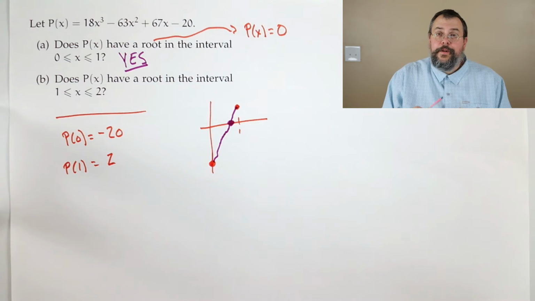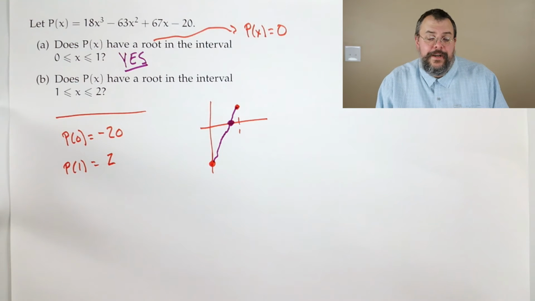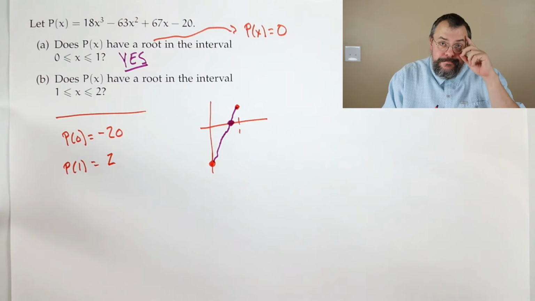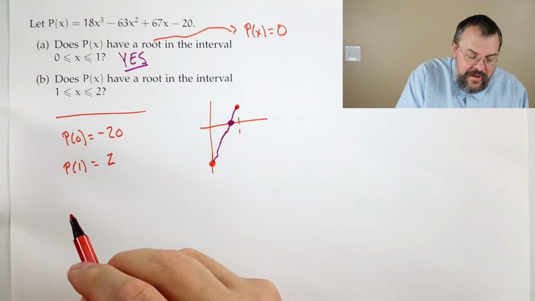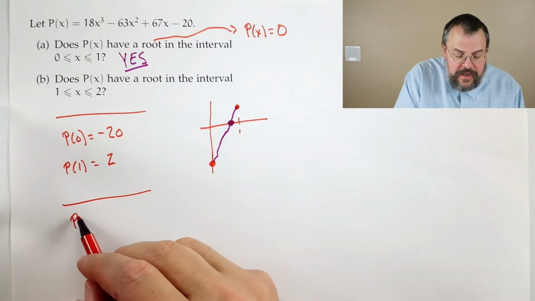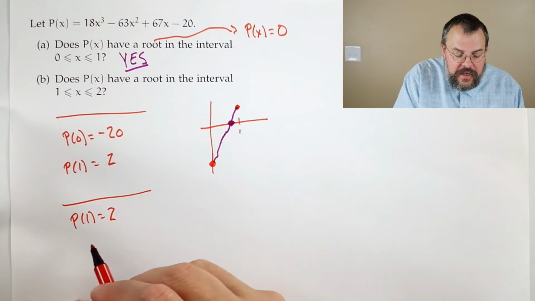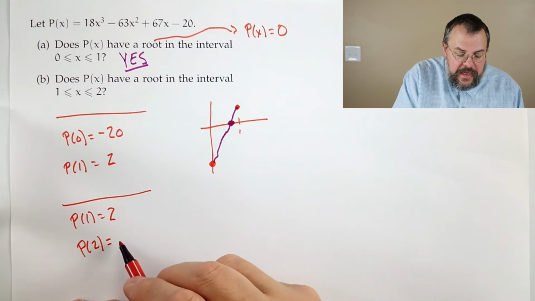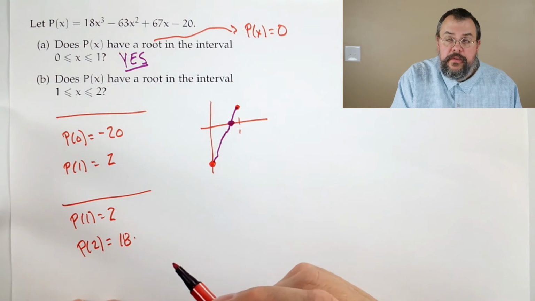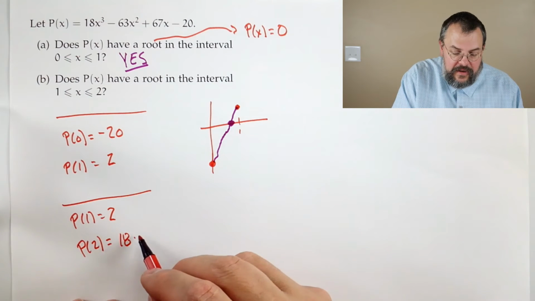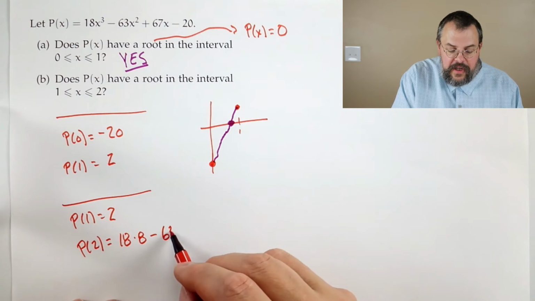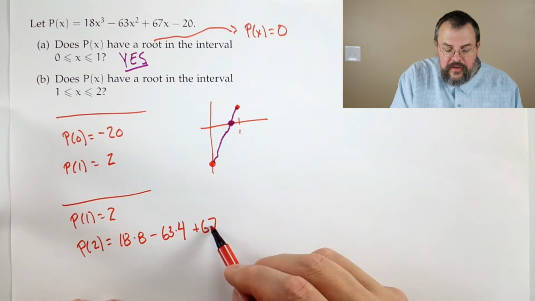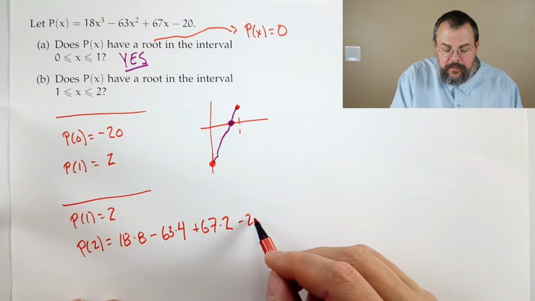Okay. Well, there's a second part to this problem. Does this have a root between 1 and 2? Let's think about that one. So we already know what happens when we plug in 1. So let's plug in 2. So P of 2. Well, that would be 18 times 2 cubed, which is 2 times 2 times 2, which is 8, minus 63 times 2 squared, that's 63 times 4, plus 67 times 2, and minus 20.